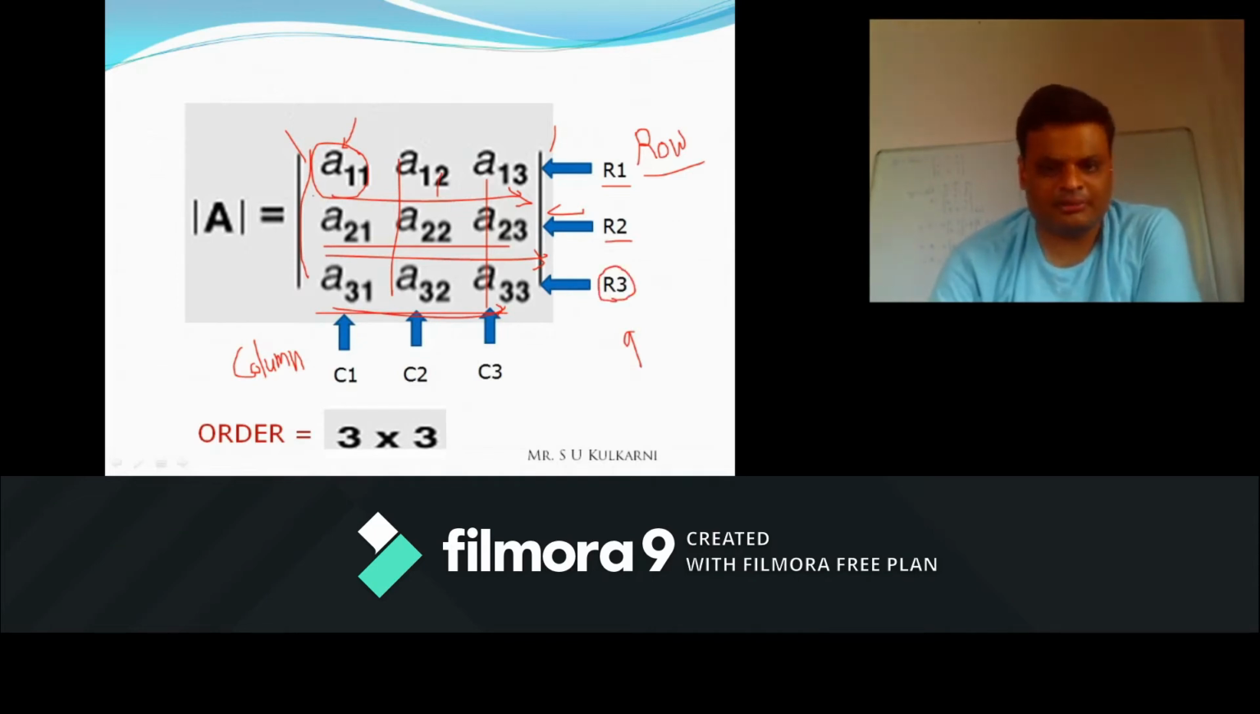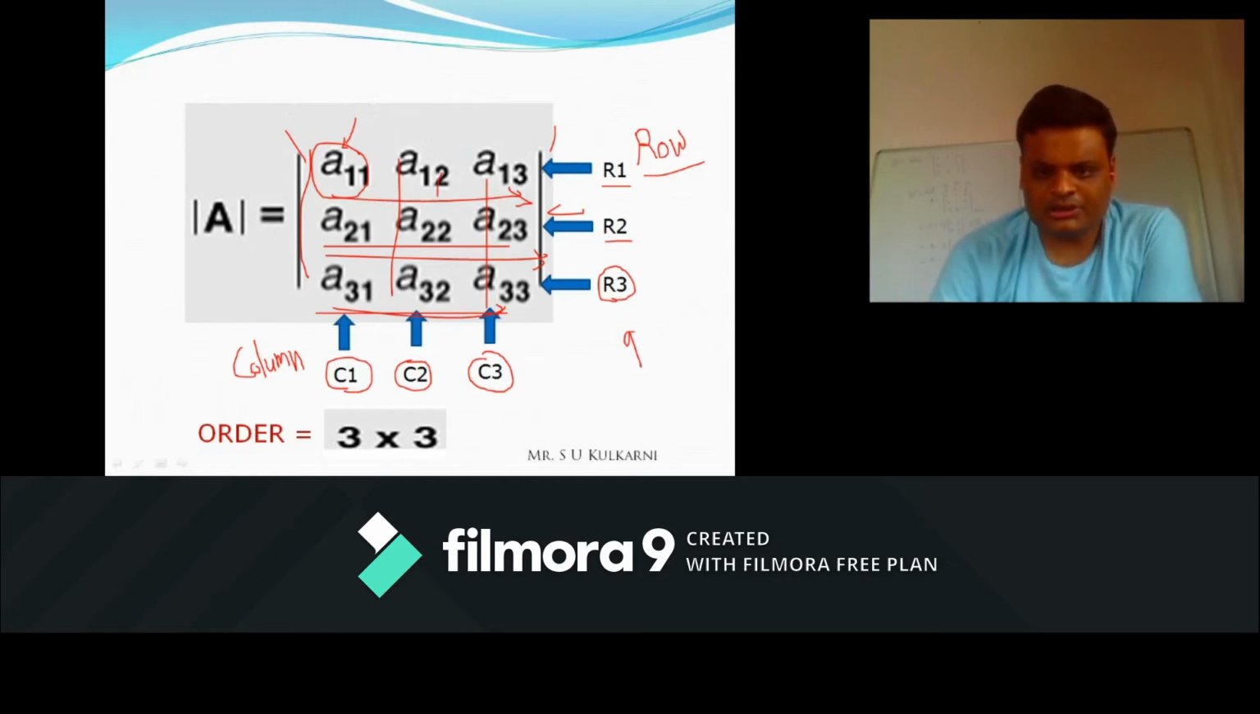Similarly, the first vertical line is the first column, therefore it is called C1. The second vertical line is the second column, therefore it is called C2, and the third vertical line is the third column, therefore it is called C3. So did you get this part? What is R1, R2, R3 and C1, C2, C3?